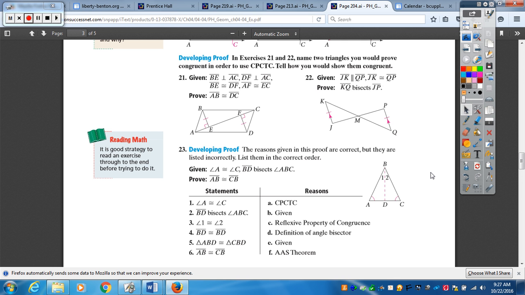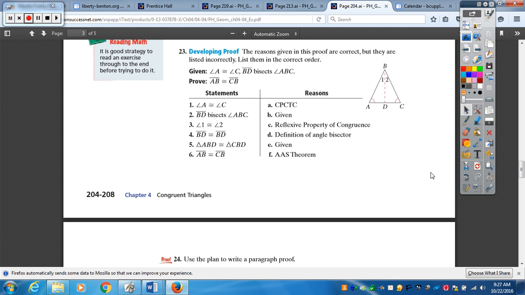Hopefully that made sense. And then the last one, proof number 23, we want to organize these. It says the reasons given in this proof are congruent, but they are listed incorrectly. Or I'm sorry, I said it wrong, didn't I? The reasons given in this proof are correct, but they are listed incorrectly. List them in the correct order. Okay. Well, I know that B is going to have to go first because that's the given. So I'm going to put B first. I'll just put it off to the side over here. Number 1 is going to be B.